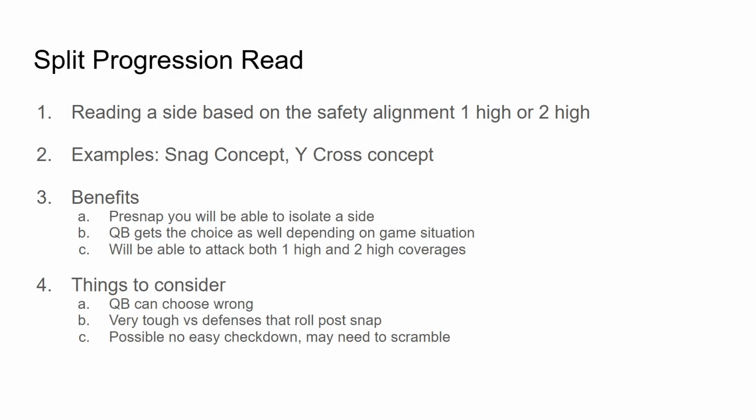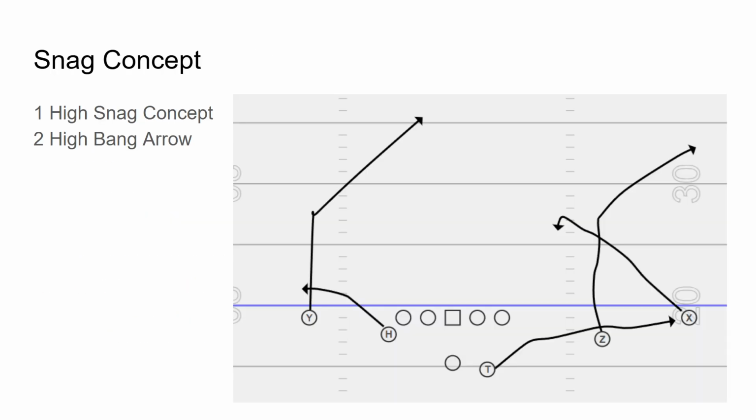So I have a couple of the plays here. This is what I like to run. This is a snag concept right here. On the right side, that's our snag concept. You really like this versus one high coverage. The safety's in the middle of the field, so he's going to have a tough time defending this corner route. So basically, we're looking at isolating two people to defend three routes.